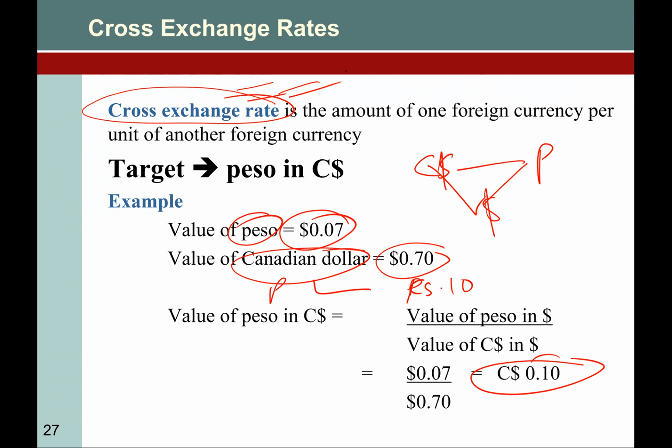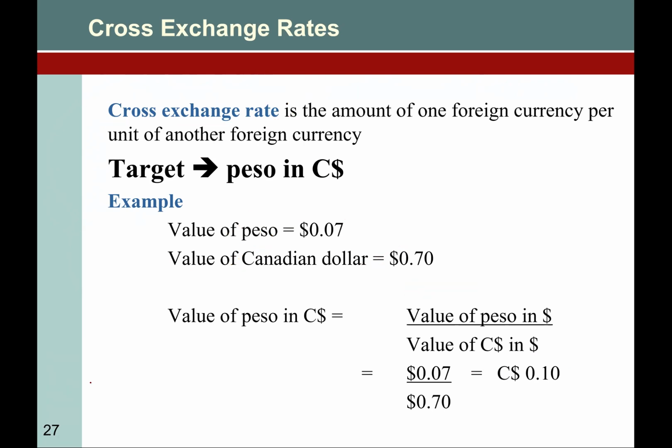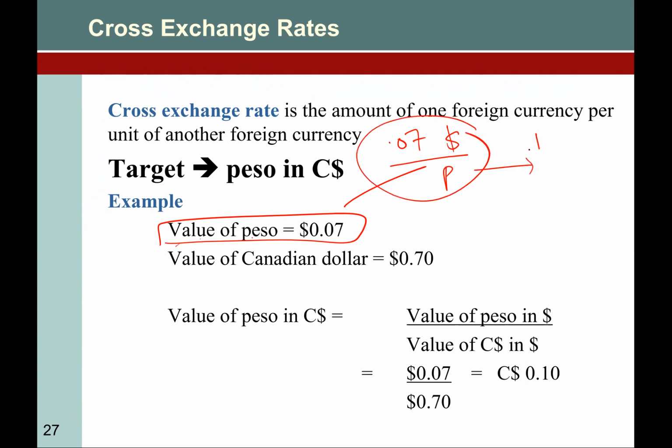So cross rates involve at least 3 currencies, and they give you the rate between another pair of currencies which is not given. So here, we are given the value of peso in dollar, and the value of Canadian dollar in dollar, but we don't have the value of peso in Canadian dollar. How can we do that? Just by manipulating our ratios here. How can we write this in the form of an equation? The value of peso is $0.07, which means 1 peso is equal to $0.07. Understand? It's pretty simple.